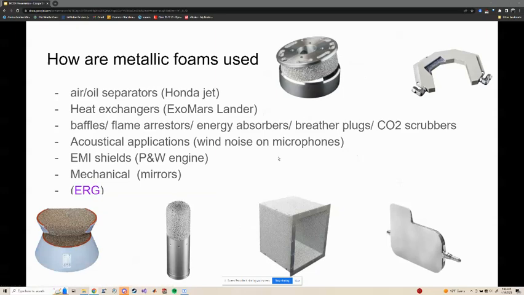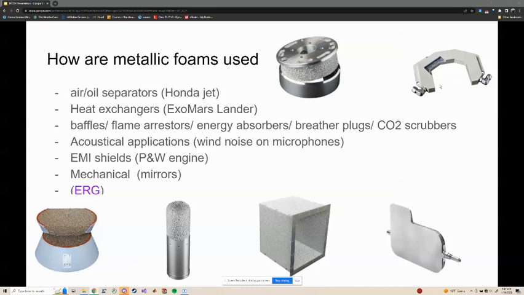Okay, so how are metal foams used? There are several applications that ERG Aerospace lists on their website, and have some examples. Here is an air oil separator from a Honda Jet, actually. An air oil separator separates hot engine gases from the oil inside of them, so the oil can be drained back into the engine and reused. They also talk about heat exchangers. All of these applications, the high surface area of the metallic foam proves them ideal for.